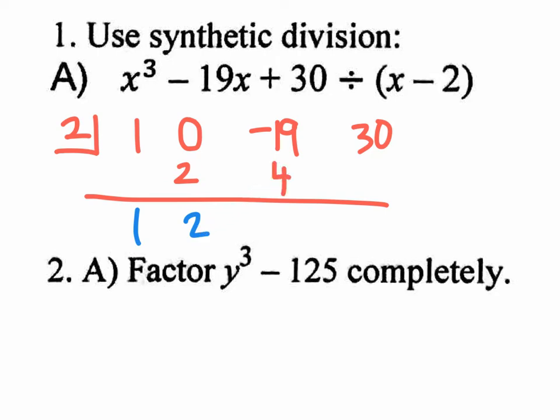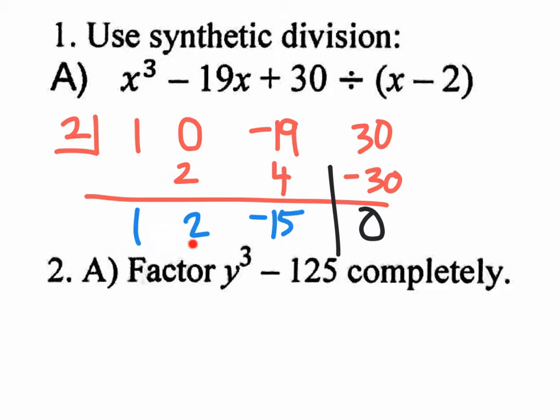And then when you combine negative 19 and positive 4, you get a negative 15 down here. And then 2 times negative 15 is negative 30 up here. And we should all know that right here, negative 30 and positive 30 is 0. So it's clear that the remainder is 0. So they want us to do synthetic division. This is our answer down here.